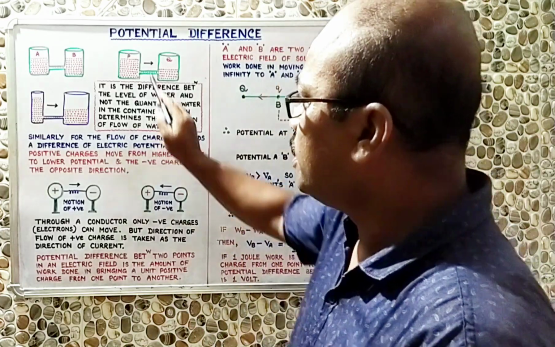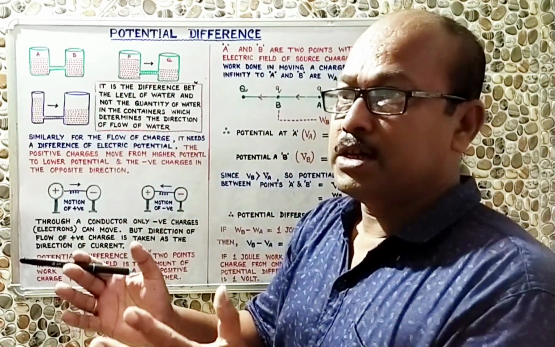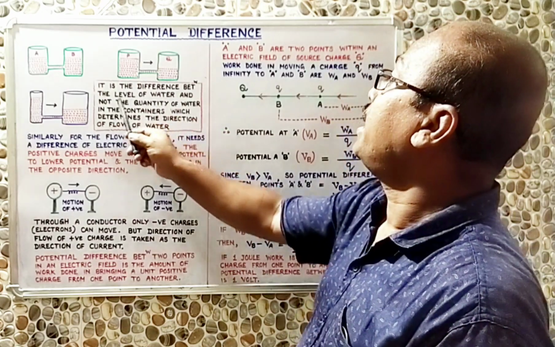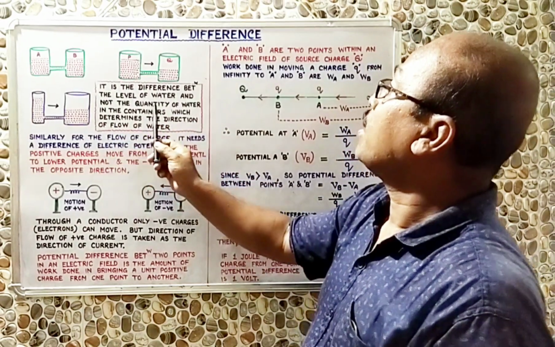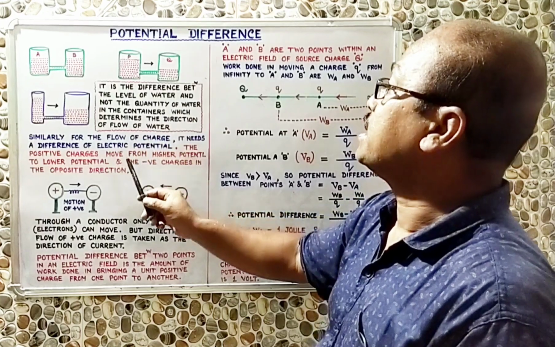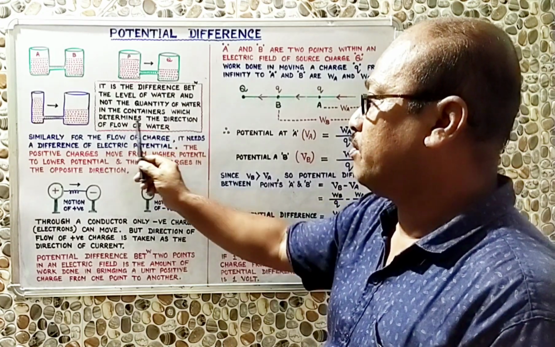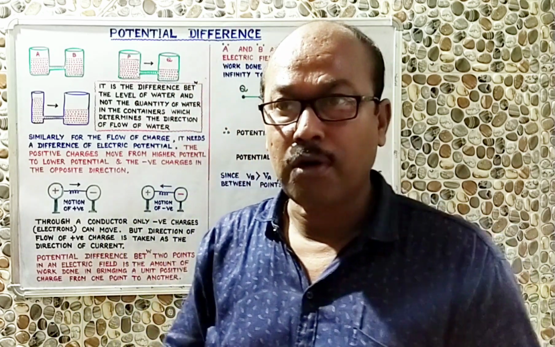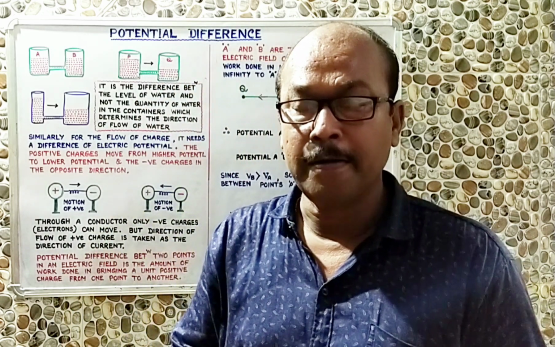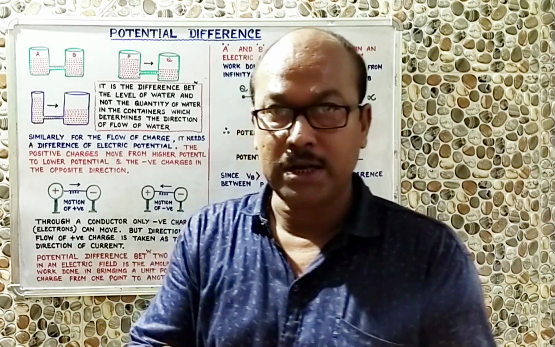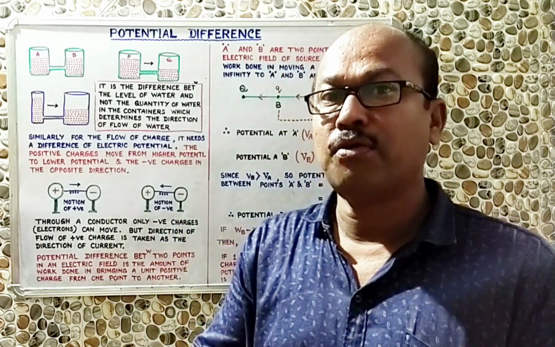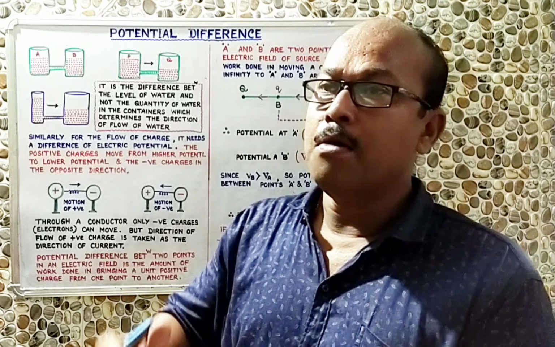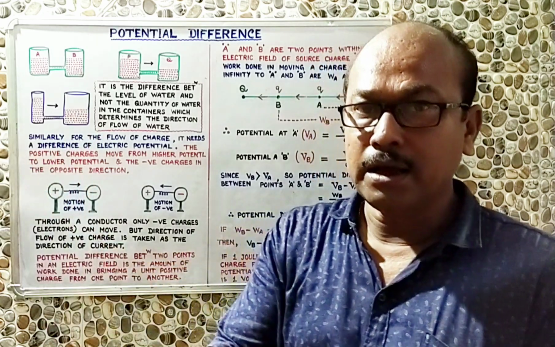So from these three diagrams, it is very clear to us that it is the difference between the level of water and not the quantity of water in the containers which determines the direction of flow of water. Means water does not flow from a bigger container to smaller container, or from more amount to less amount. But what determines the flow of water? It is very simple. Water will always flow from a greater height to a lesser height.